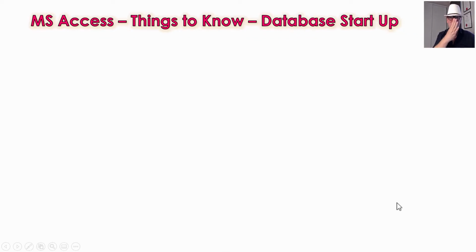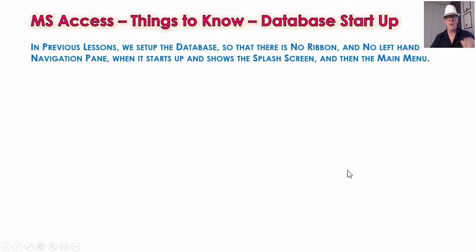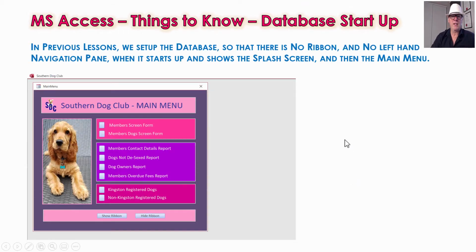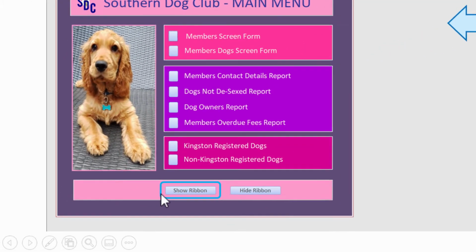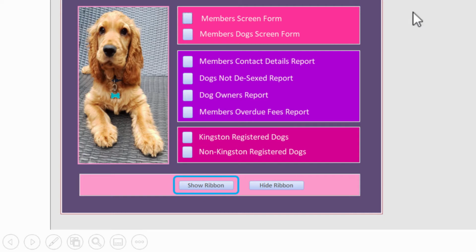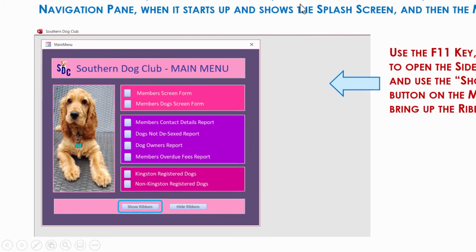All right, so things you might need to know already about the database startup. In previous lessons, as we showed you, there is no ribbon when it starts up. So when you get the start database and start it up, it'll go through the splash screen and then come to this main menu. Now you have to click that show ribbon button down here so that you can actually have the ribbon at the top to do the work.